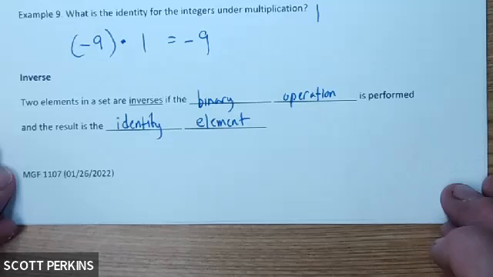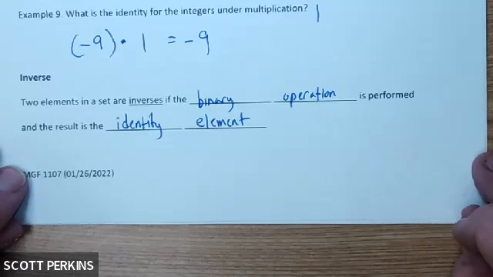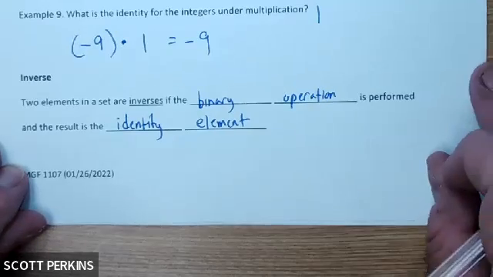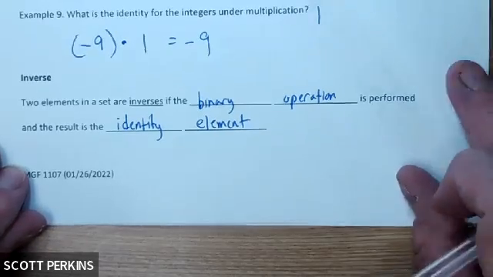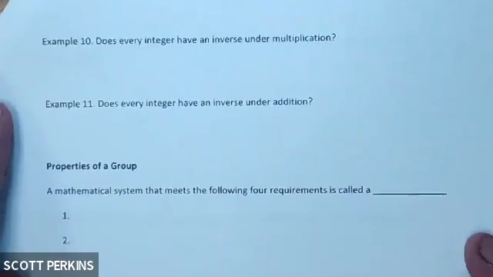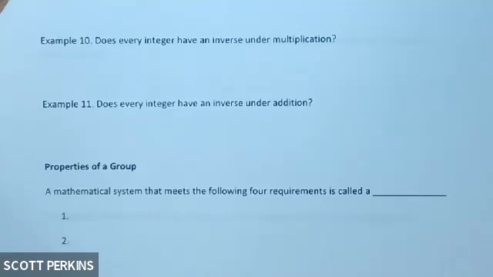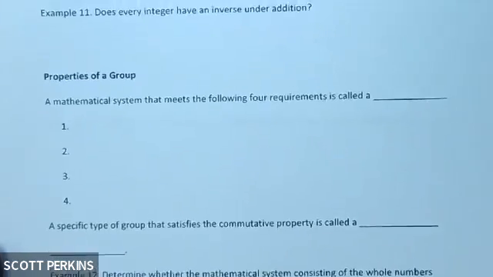So two elements in a set are inverses if the binary operation is performed and the result is the identity element. Okay, so what does that mean? Let's make this a little clearer. So example 10: does every integer have an inverse under multiplication? Well, we'll come back to that one. That's actually not the one that I would have started with. Let's do these in reverse order.